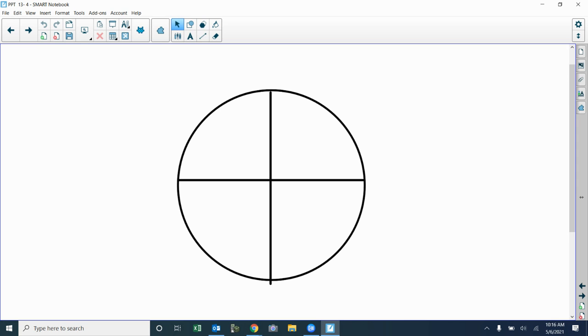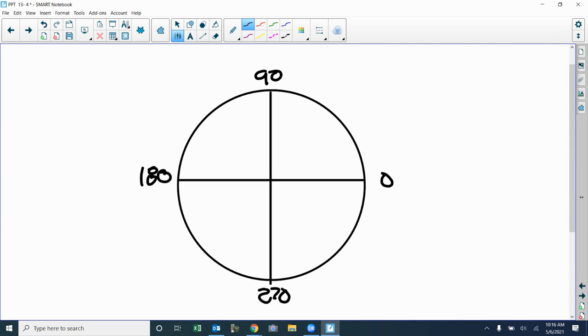Of course, this is 0, 90, 180, 270, all the way around to 360. Pi over 2, pi, 3 pi over 2. Of course, that could be 0 or 2 pi.